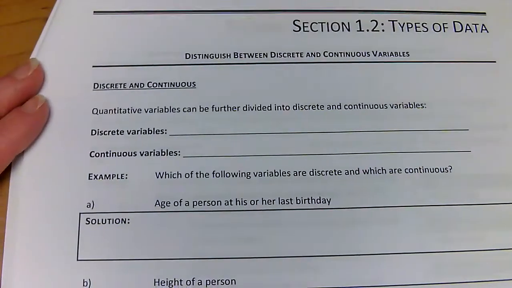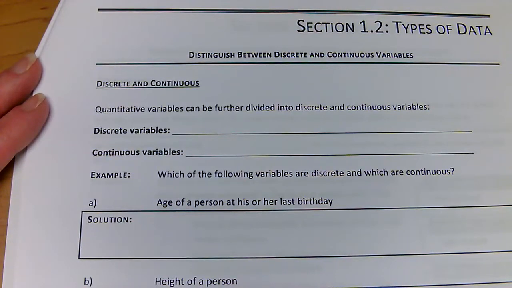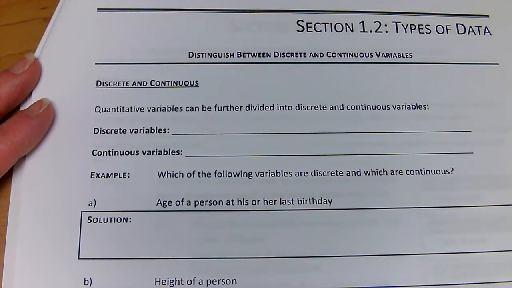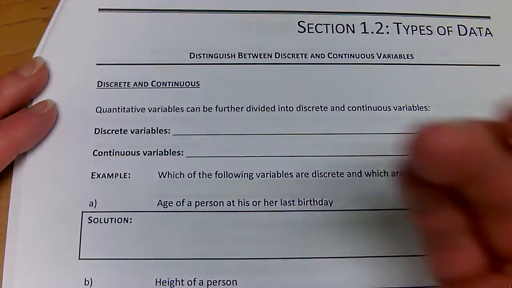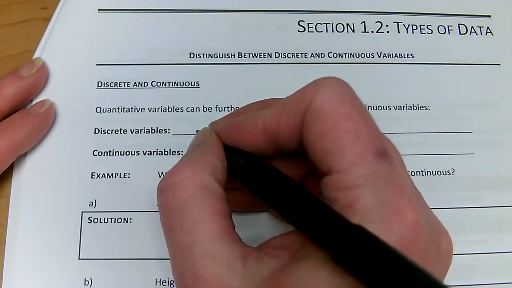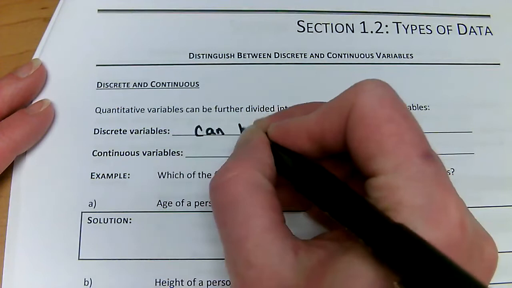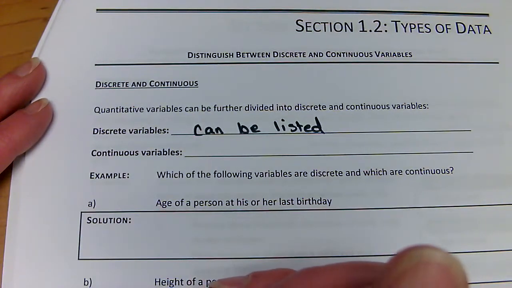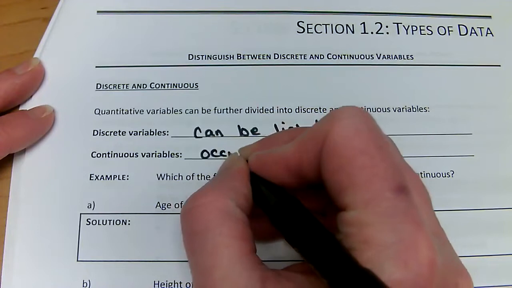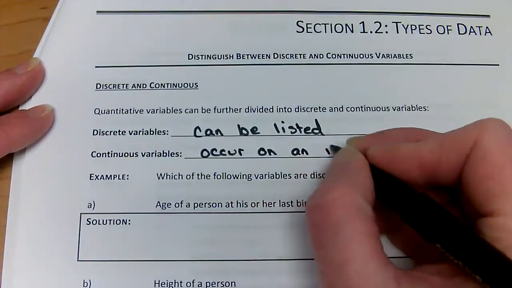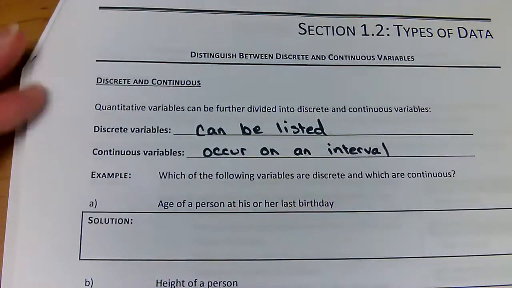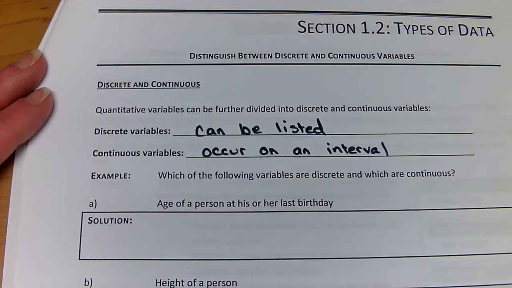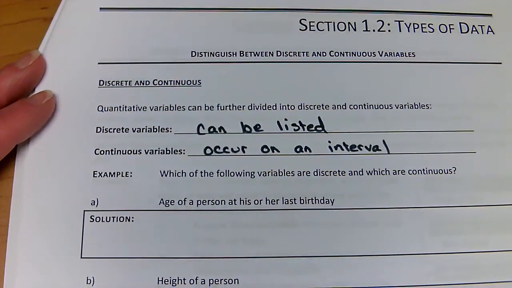Now, just like we can narrow down qualitative, we can also further divide quantitative into either discrete or continuous. Discrete variables can be listed, while continuous variables occur on an interval. So discrete variables are more like when you can count them, 1, 2, 3, 4, 5, 6. Continuous, there could be a little bit of decimals in there, a little bit of guesstimation.